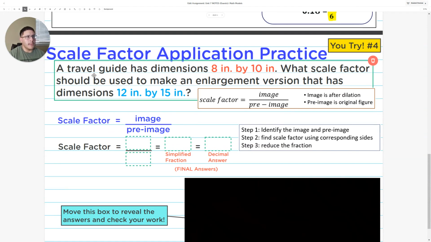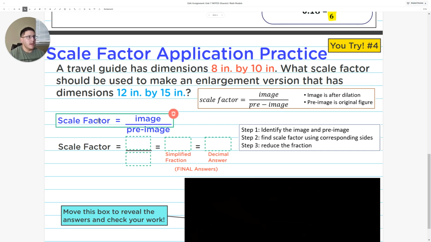Okay, you try number 4. A travel guide has dimensions 8 by 10 inches. What scale factor should be used to make an enlargement version that has dimensions 12 by 15? So, again, you have the scale factor formula. You need to identify which one is the pre-image and which one is the image. Again, pre-image is original. Image is what you're changing it to after the dilation. So fill out the formula, get a fraction and a decimal answer, and that's it.